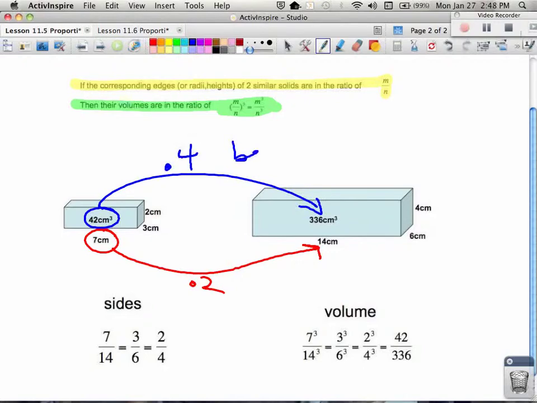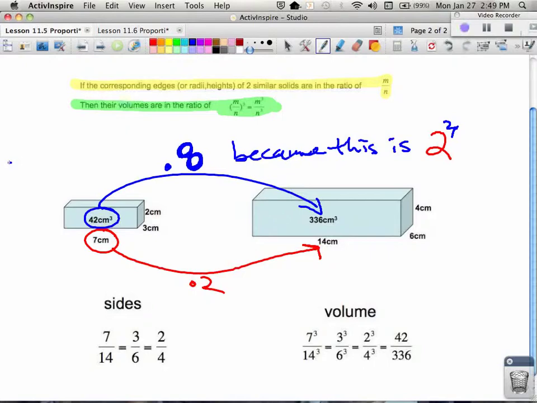Why? Because this is the 2 that I was using for the sides squared. Or sorry, pardon me, cubed. And what I should have said is not multiplied by 4, but by 8. Pardon me. I said squared because we were just in areas, but now I'm in volumes. So if I take 42 times 8, I get 336.